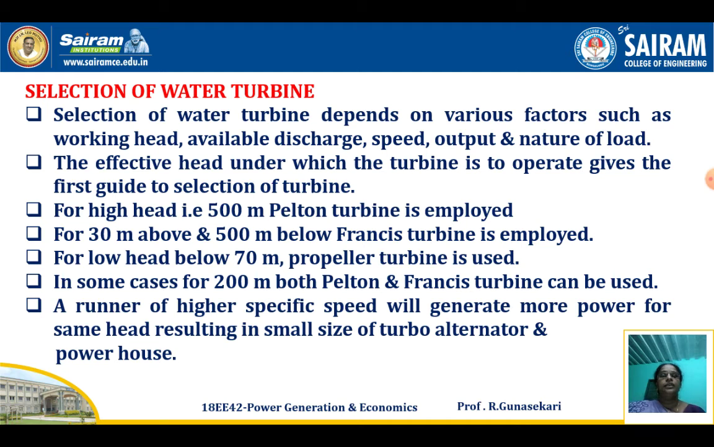For high head, that is above 500 meters, the Pelton wheel turbine is employed. For heads above 30 meters and below 500 meters, the Francis turbine is employed. For low head below 70 meters, the propeller turbine is used. In some cases, for 200 meters, both Pelton wheel and Francis turbine can be used.